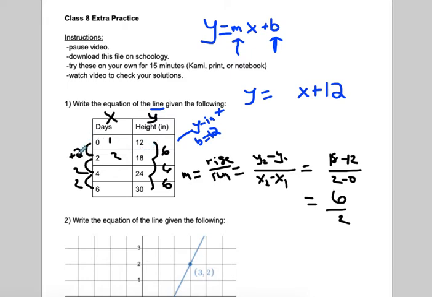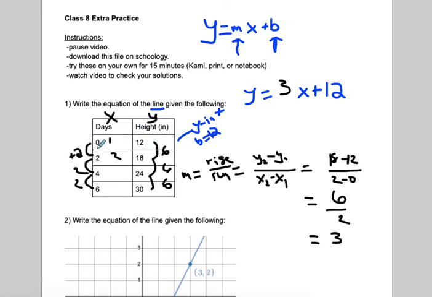As the days increase by 2, the days is on the bottom, that's your x, the height, the y, increases by 6. And you can actually reduce that. 6 divided by 2 is the same thing as 3 over 1, or just 3. So this is referring to how many inches it grows in 1 day, right? If it grows 6 inches in 2 days, that means it's growing 3 inches in 1 day.